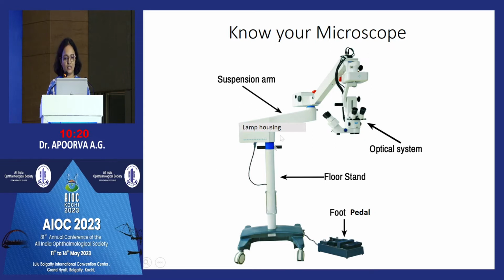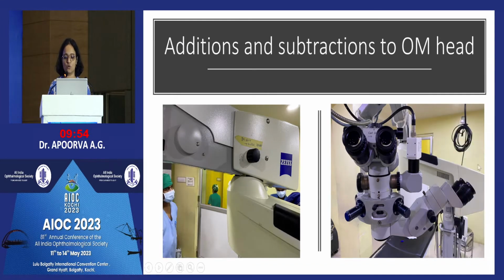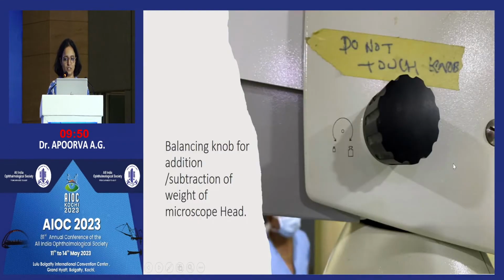This is the lamp housing which can house two lamps. This is the floor stand, and these are the wheels to maneuver the microscope across operation theaters or rooms when necessary, and this is the foot pedal. These are some of the additions and subtractions to the operating microscope. Of course, you can add a video recording system. You can also add a side scope for the observer or the assistant to observe the surgeries.